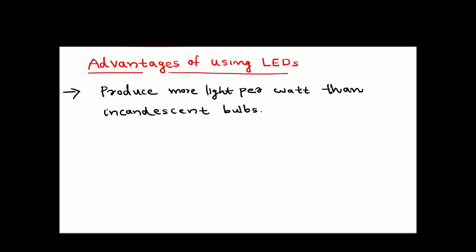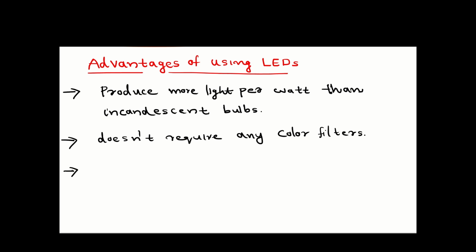The next point is LED can emit light of an intended color without the use of color filters that traditional lighting methods require. So, in order to produce different colors, an LED does not require any color filters to produce the different colors of light.